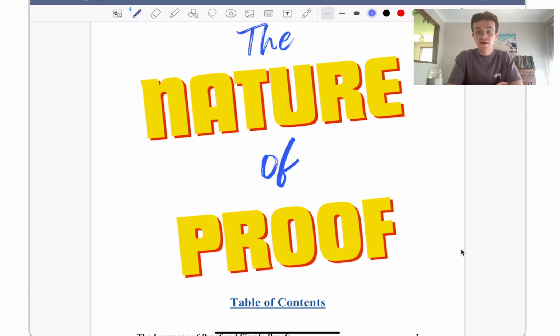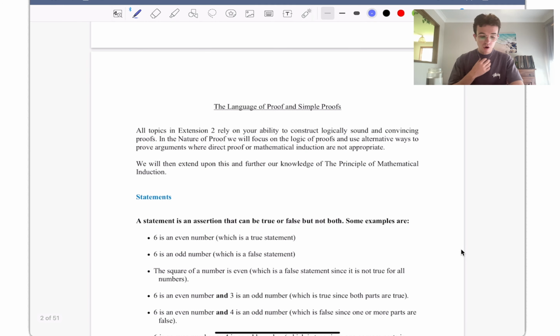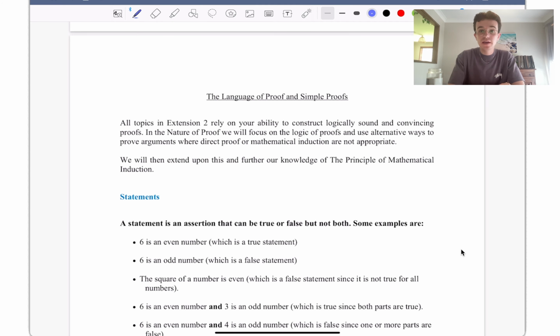Alright, so today we're going to be starting our new Extension 2 topic, the nature of proof. This relatively new topic in the course helps us develop our ability to convey convincing mathematical arguments, and it really is developing our ability to go into the path of pure mathematics, which is kind of maths for the sake of maths, over a lot of other topics such as mechanics in Extension 2, which is more applied mathematics. So all topics in Extension 2 rely on our ability to construct logically sound and convincing proofs.